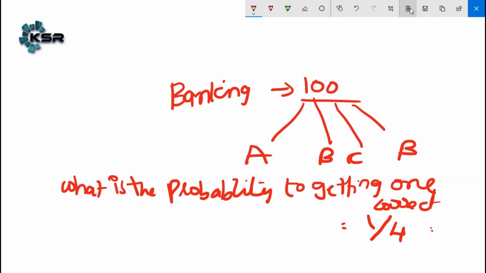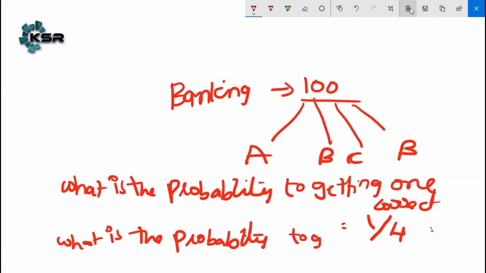What is the probability of getting the wrong answer? Wrong answer is 3 by 4. The probability of getting the wrong answer is 3 by 4. Correct answer is 1 by 4. Wrong answer is 3 by 4. Okay, this is about the classic approach. Now, what is the third one? Subjective approach. Any questions about the classic approach?